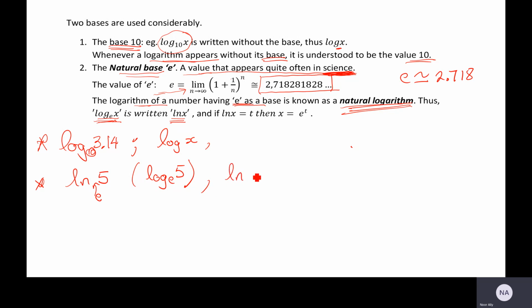So you're going to come across this many times. Ln of t, ln of x, and so on. Ln of 2x minus 1. So those are the bases that we are going to come across quite often. The normal or standard log with the base 10, which is not written down, and then the natural base with the base e.